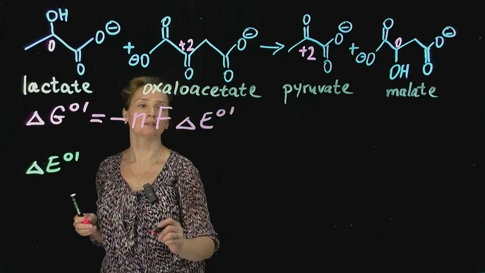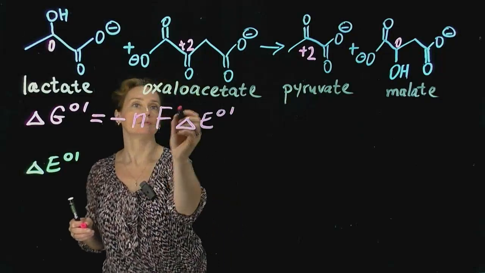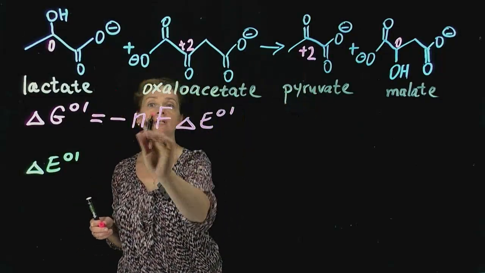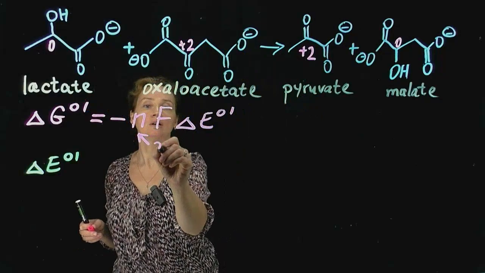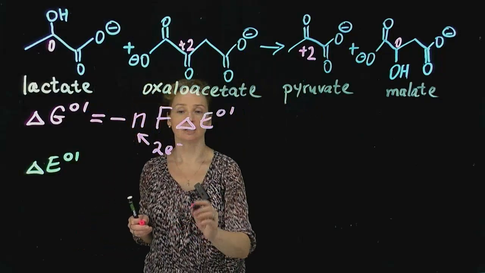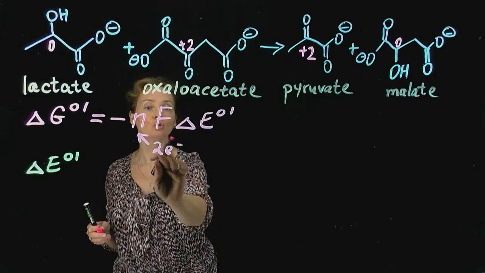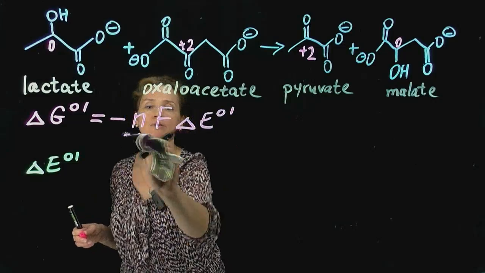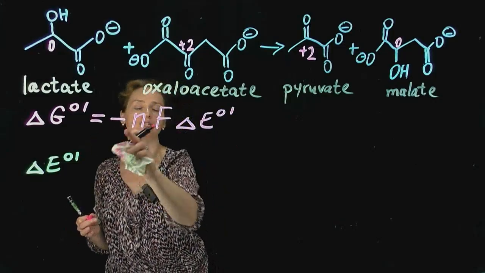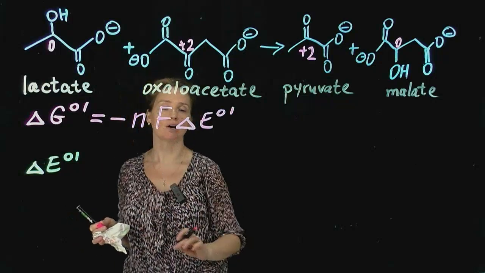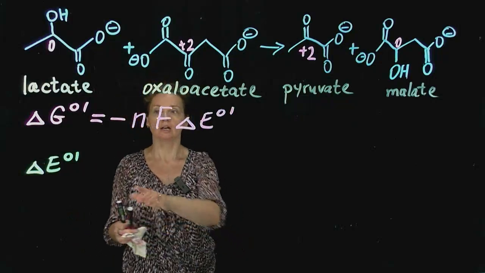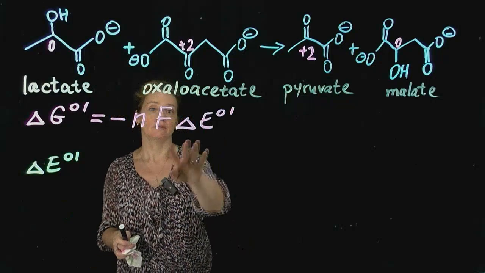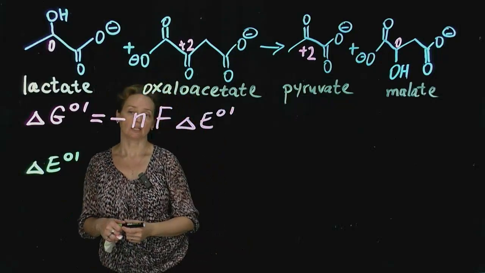N is the number of electrons that are being transferred, and in our case, we have 2 electrons, right? And again, it's just the number, so we don't include the charge. We know that electrons are negatively charged, but it's not a charge here, it's just the number of electrons. F is our Faraday constant, and the last value, delta E, we are going to calculate now.